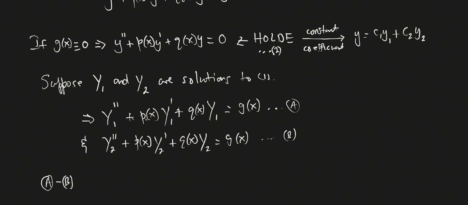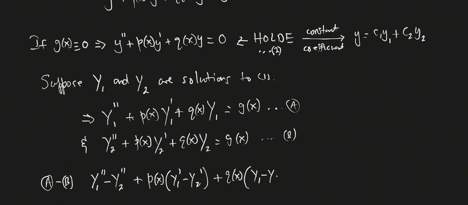If I take the top equation and subtract the bottom equation, I would have y1 double prime minus y2 double prime plus, and then I'll group the terms that have the p of x, which gives me y1 prime minus y2 prime, and group the terms that have a q of x, which gives me y1 minus y2. But look at what happens now. Both these functions, when I carry out these operations, produce g of x. When I take the difference on the right-hand side, I will now have a 0.